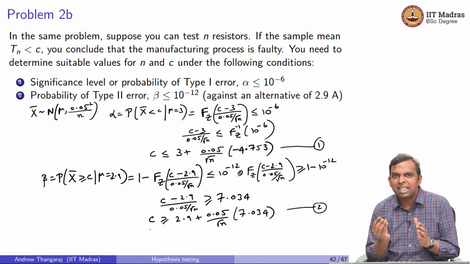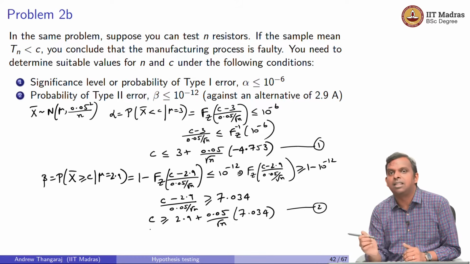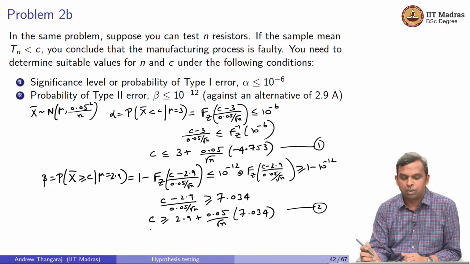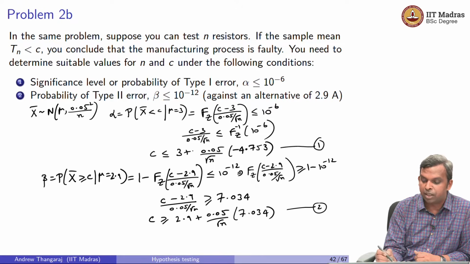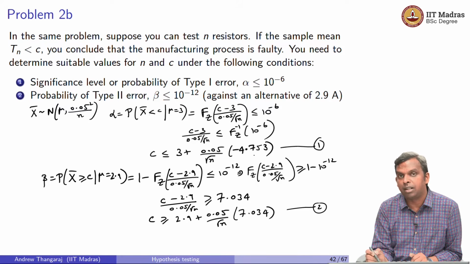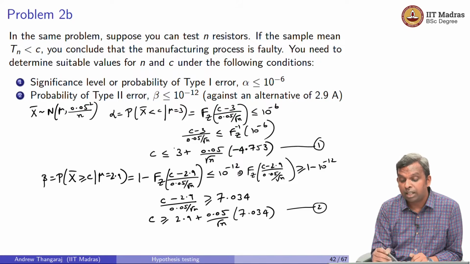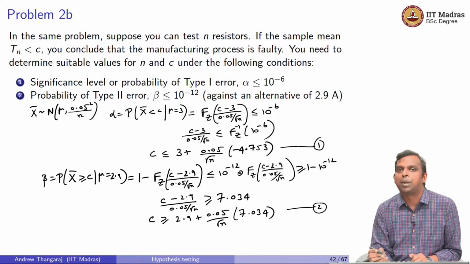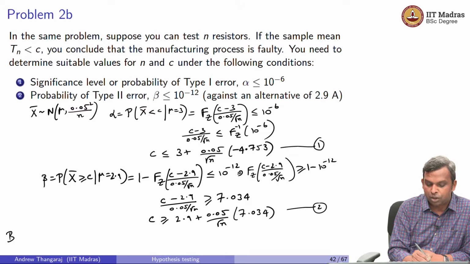How do I minimize n? You can equate these two things, okay? So C needs to be greater than or equal to this 2.9 plus this. C has to be less than or equal to 3 point something. How do you find the optimal value for n? You just make sure that this 3 plus 0.05 by root n minus 4.7, this thing on the right hand side is equal to this right hand side here. So then that gives you the optimal choice of n, okay, best choice of n.